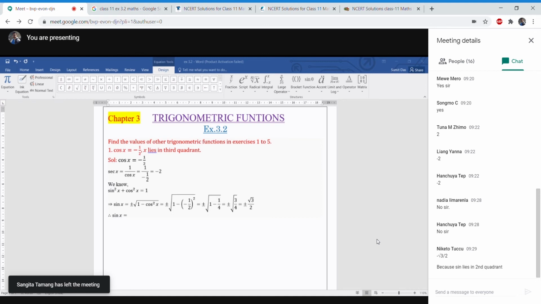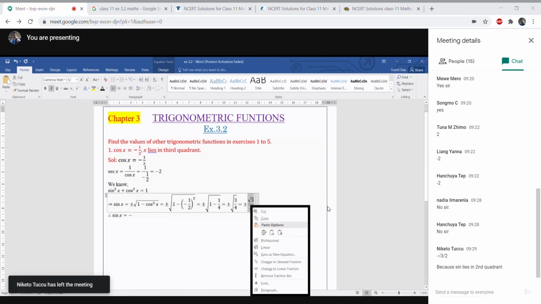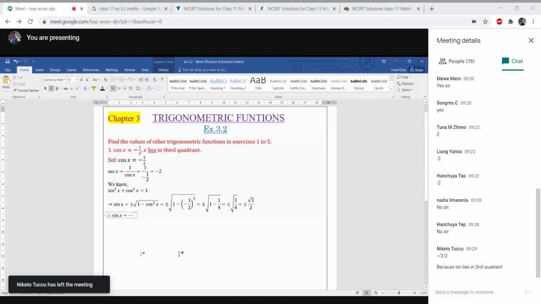Well, your point is almost correct. Look, here it is given x lies in third quadrant. So in third quadrant, sin is positive or negative? Negative, right? We know that only in first and second quadrant sin is positive, right? So in third quadrant sin is negative. So it will be minus root 3 by 2. In third quadrant only tan is positive, right?